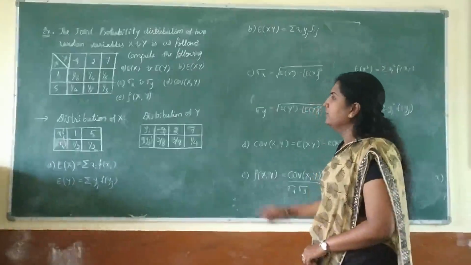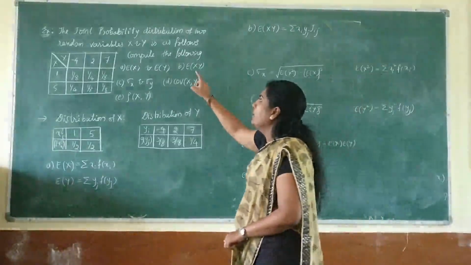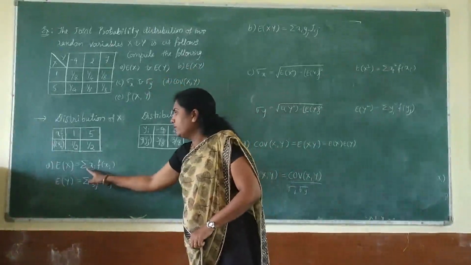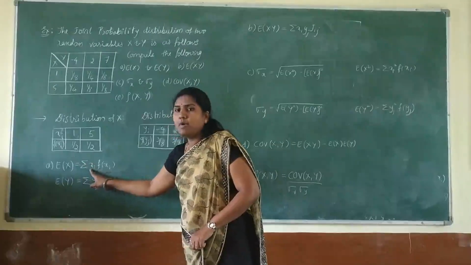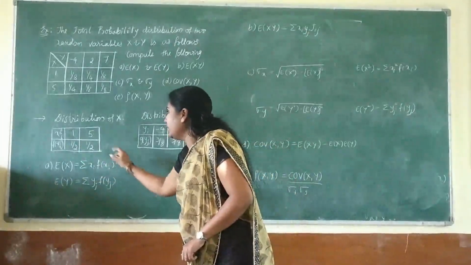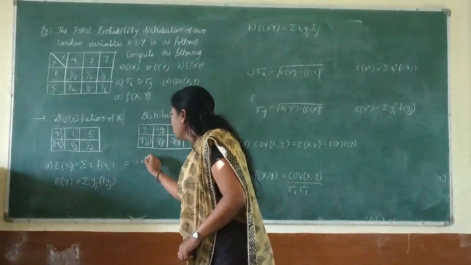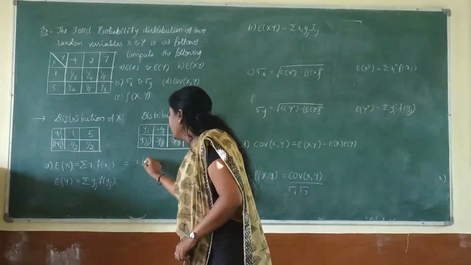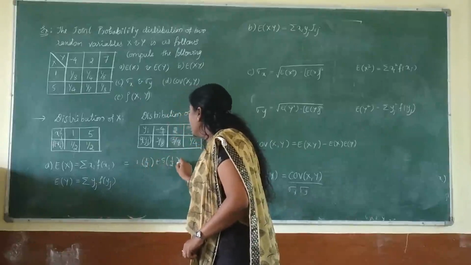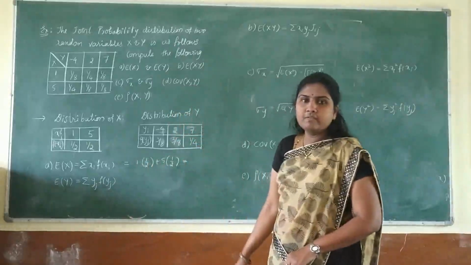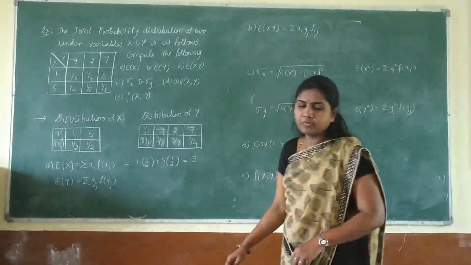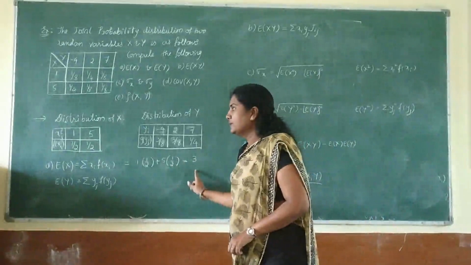Next we will find whatever they have asked. First, expectation of x. Expectation of x we get by sum of x into f of x. Sum of x into f of x is nothing but 1 into 1 by 2 plus 5 into 1 by 2. Simplify this one. After simplifying, here we are going to get 3. Expectation of x is 3.